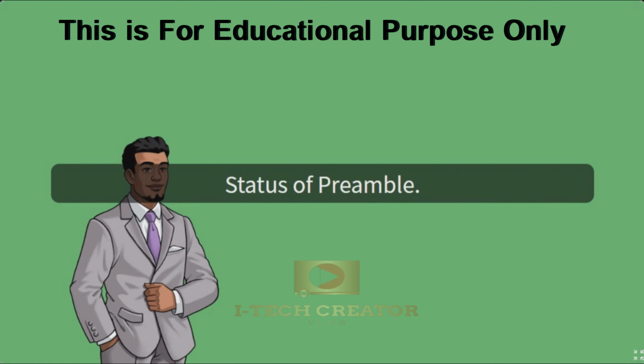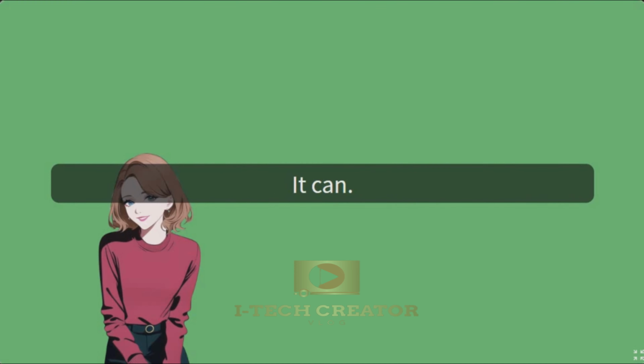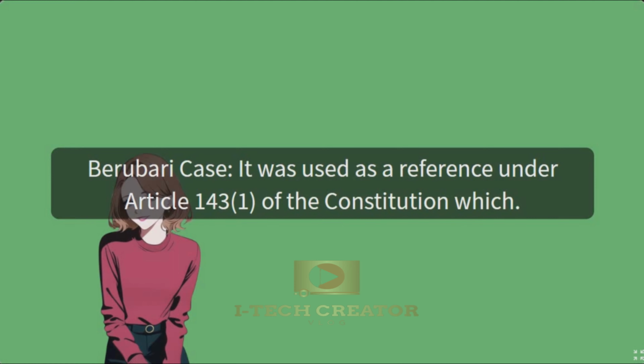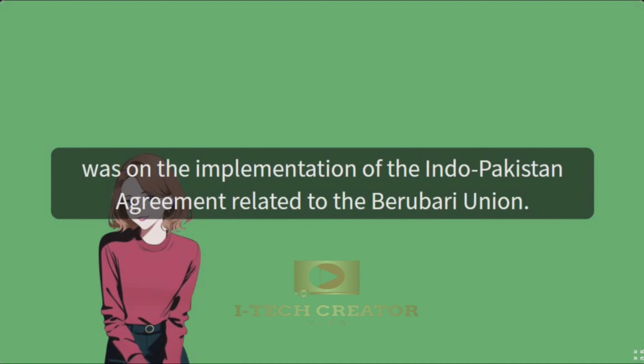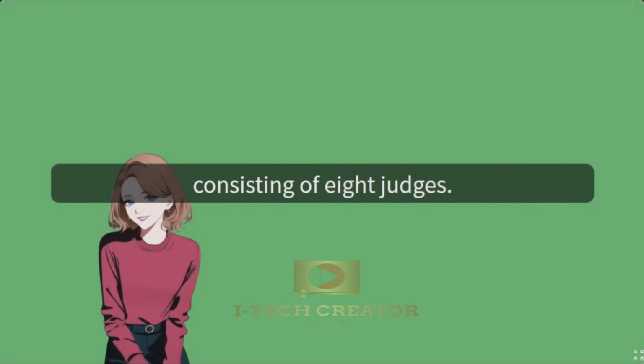Status of the Preamble. The Preamble being part of the Constitution has been discussed several times in the Supreme Court. It can be understood by reading the following two cases. Berubari case. It was a reference under Article 143(1) of the Constitution, on the implementation of the Indo-Pakistan Agreement related to the Berubari Union and exchanging the enclaves, which was decided by a bench consisting of 8 judges.